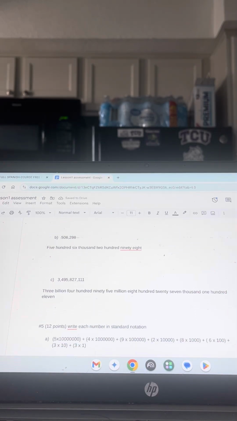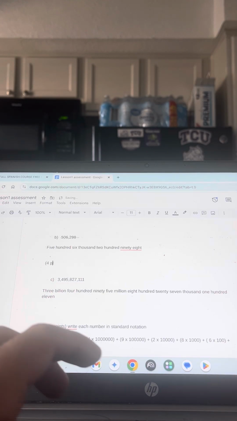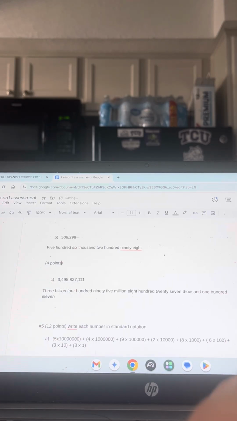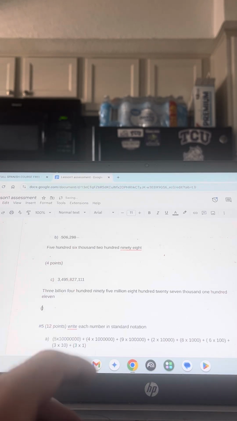Let's look at B now. 506,298. Yep. Full credit for that one. You get 4 points for that one. Letter C. 3,495,827,111. Full credit. I like it. So I'll give you 4 points for that one.